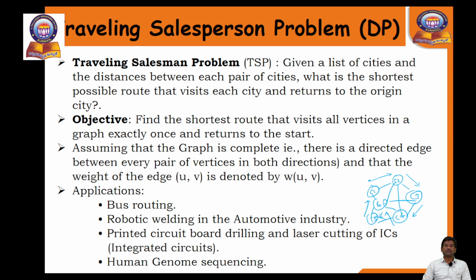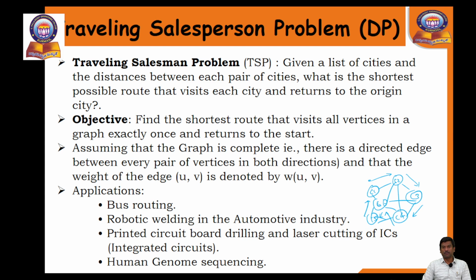We assume that the graph is complete, that is, there is a direct edge between every pair of vertices in both directions, and that the weight of the edge (u, v) is denoted by w of (u, v), that is, the weight.